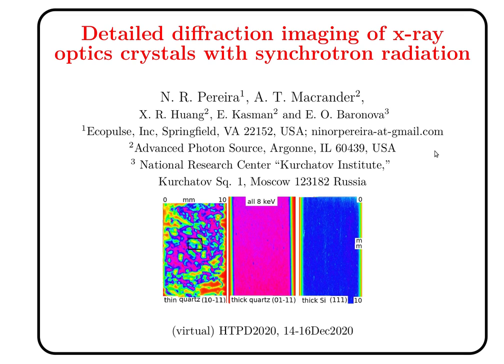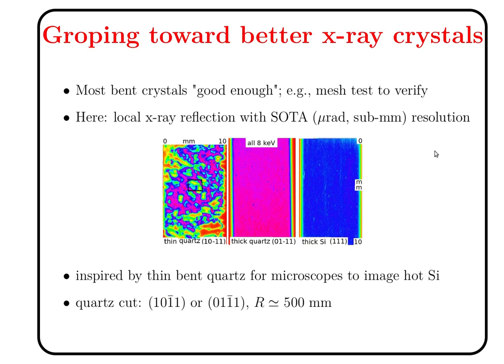So the X-ray reflection can be completely uniform across the surface, and of course that's what we count on with reflection from thin bent wafers. So we want to work toward making those better.